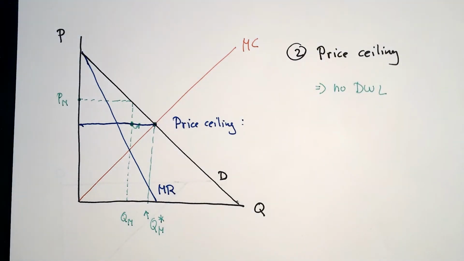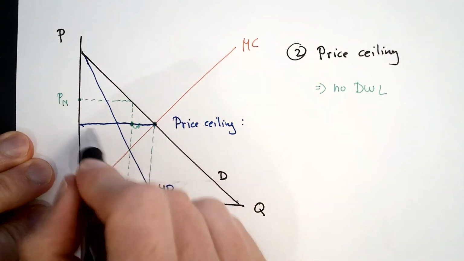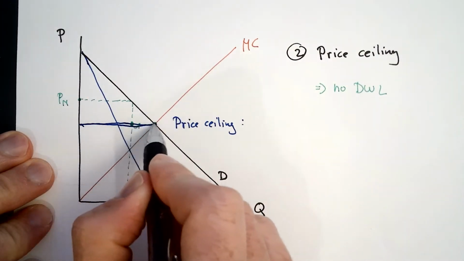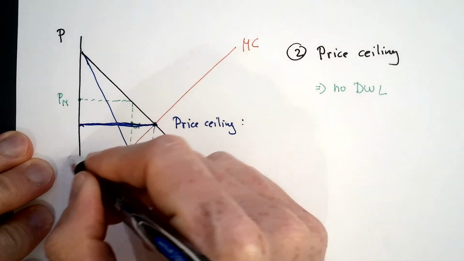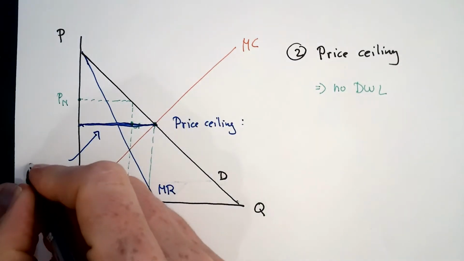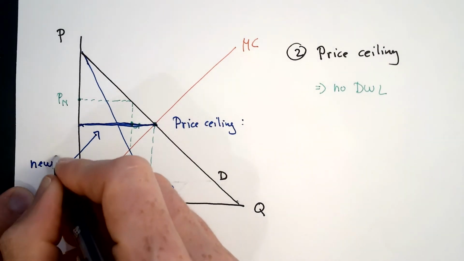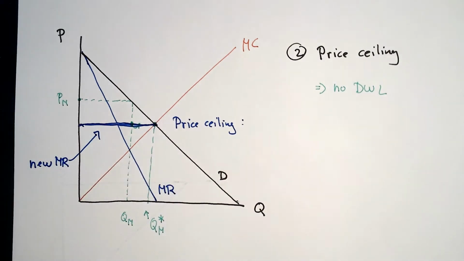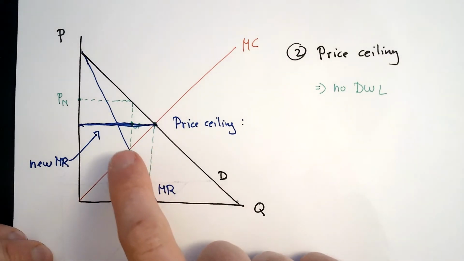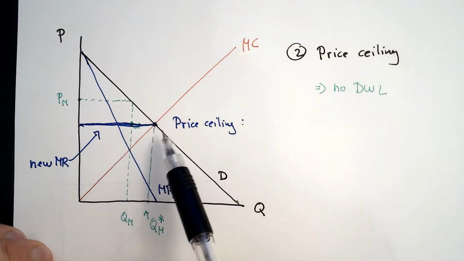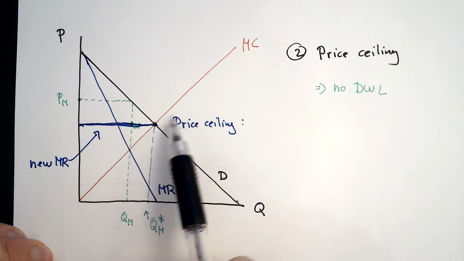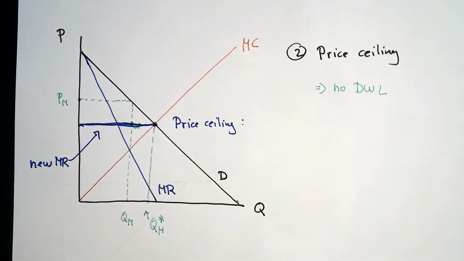Here it is important to realize that the price ceiling, so the function or the line which I have drawn here, okay, this represents the new marginal revenue by the producer, and hence the monopolist is moving along this new marginal revenue line up to the point where the new marginal revenue is equal to the marginal cost, as we have seen before. And this eliminates the deadweight loss.